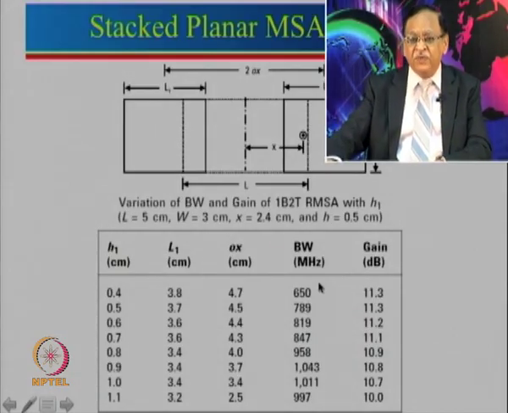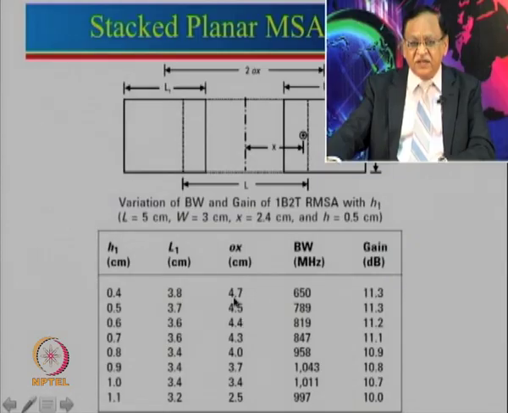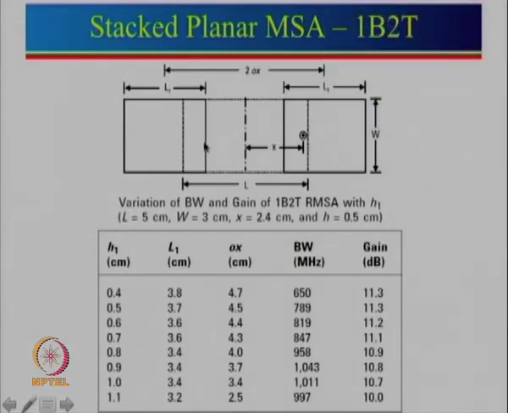Now, let us see what happens to the gain. One can see that the gain is about 11.3 dB, which is actually decreasing. So, why is gain reducing? The reason why gain is reducing is because OX is reducing, and OX means the separation. You can think about the top two patches like an array of two elements, and since these two are identical, we can apply the array theory.